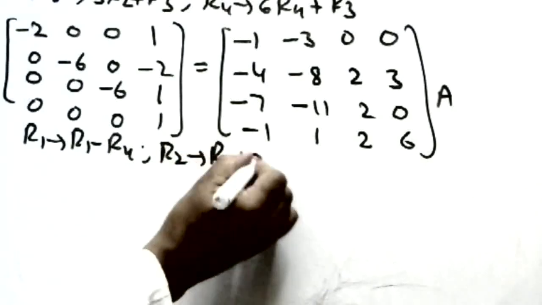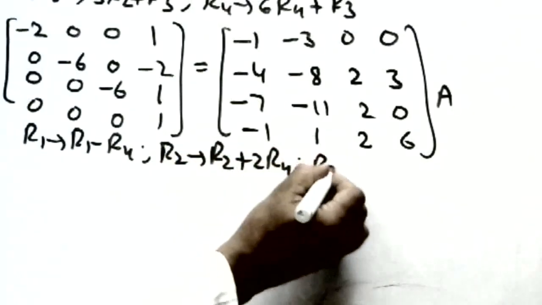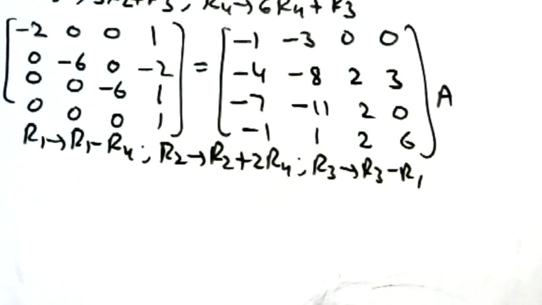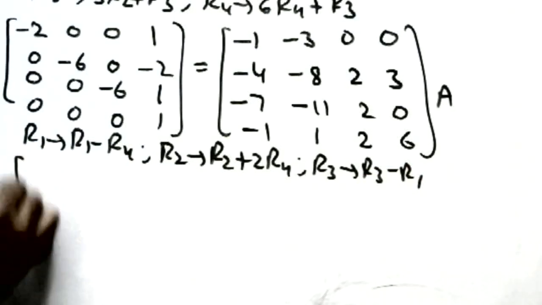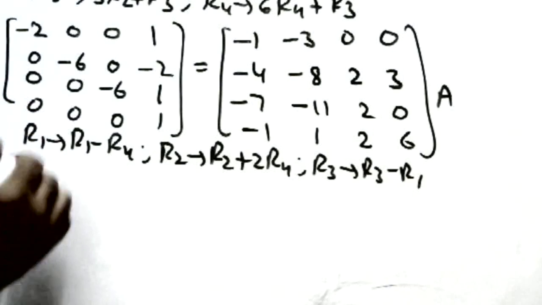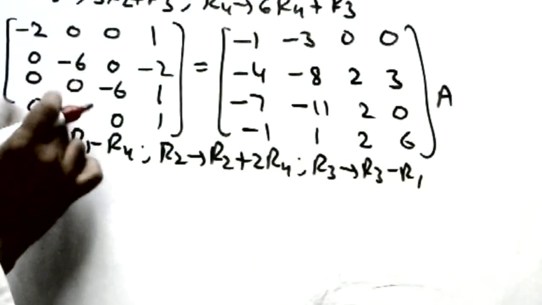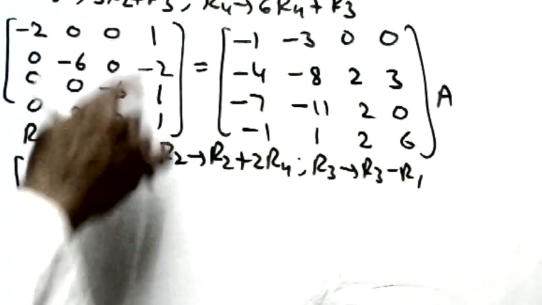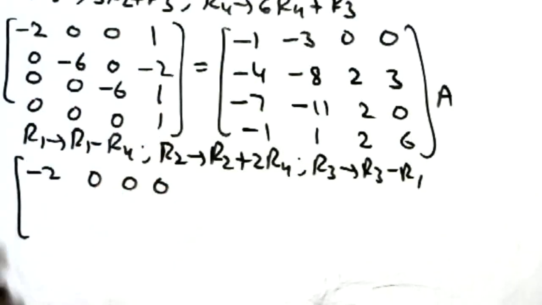R2 implies R2 plus 2 R4. R3 implies R3 minus R1. So let me change this one. R1 minus R4. Minus 2 minus 0 minus 2. 0 0, no effect. 0 0, no effect. 0 0. R4, R1 minus R4.